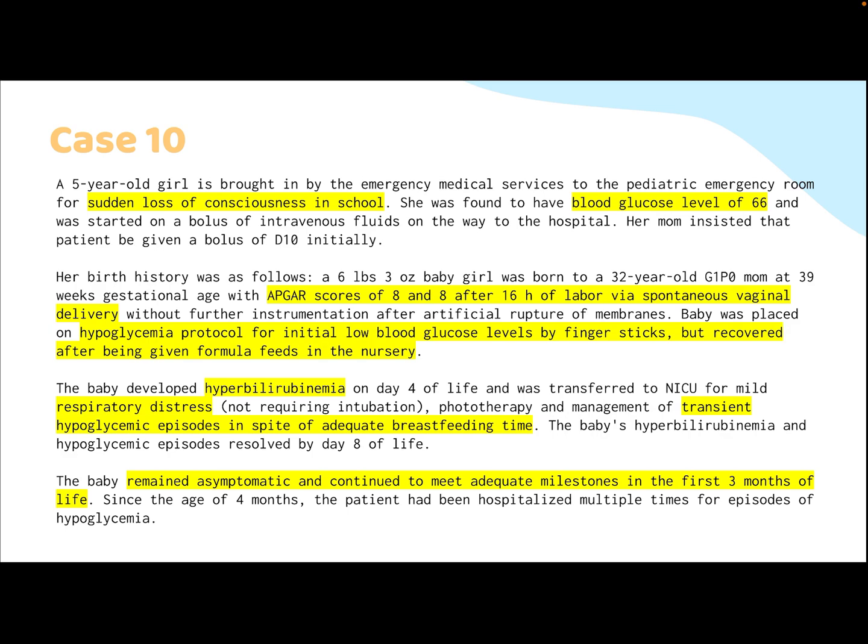Her Apgar score was 8 as a neonate, after 16 hours of labor. It was a spontaneous vaginal delivery. The hypoglycemia started when she was a child. She recovered when they gave her formula feeding. So the distinctive thing here is that she had multiple episodes of hypoglycemia. So she has an issue with energy production.